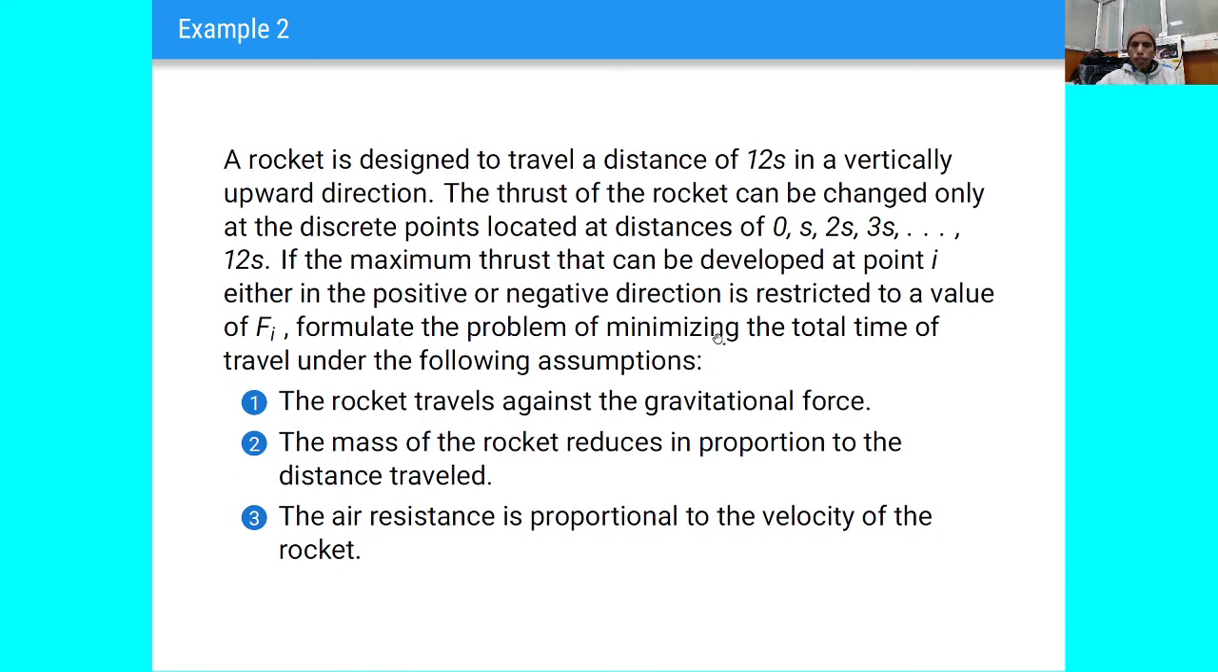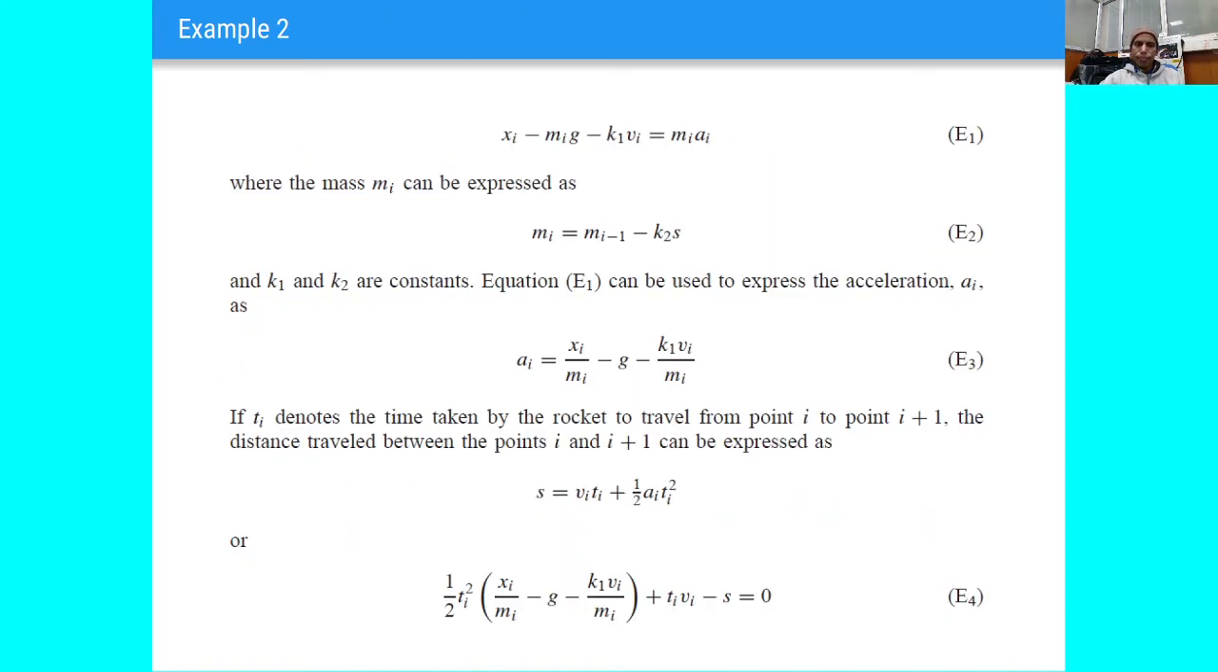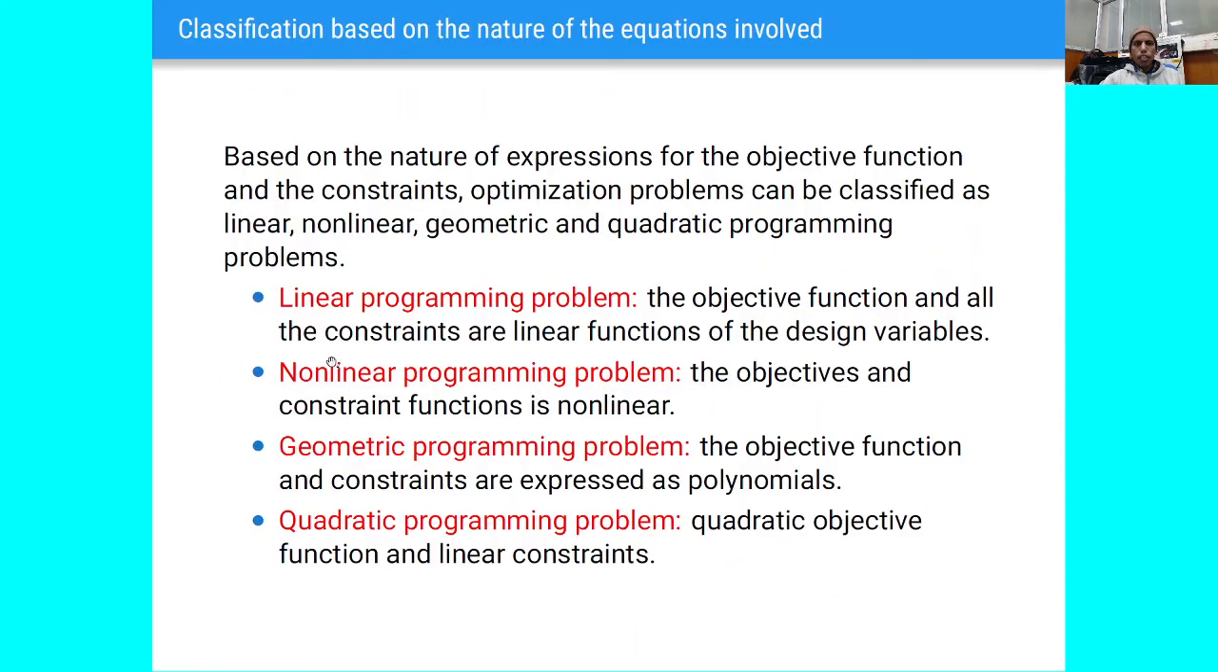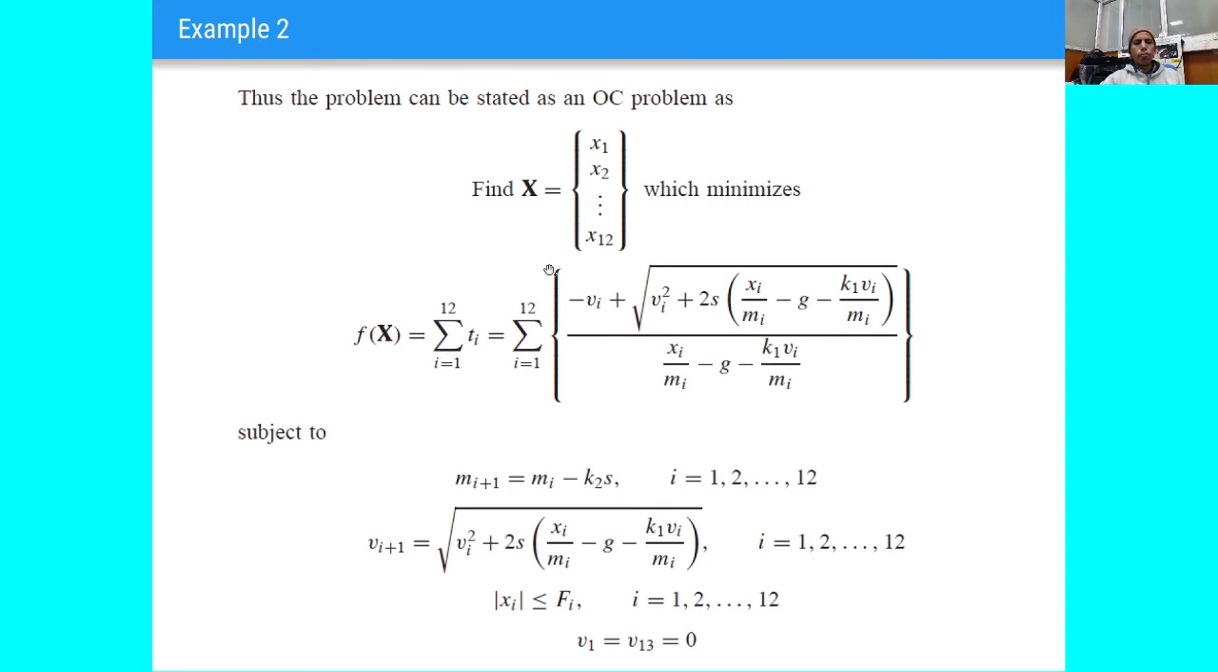Okay, and see the issue. What is the issue in this problem? Formulate the problem for minimizing the total time of travel. Okay, so what we have to do? We have to do summation, and the problem will be the minimization of the total time, that is the summation of T1 to T12. Okay, so let us come here.